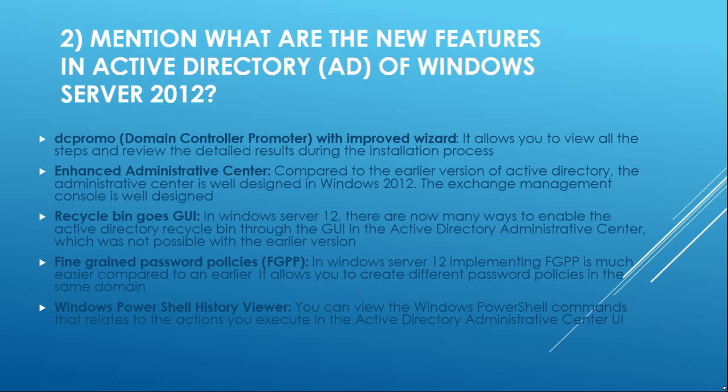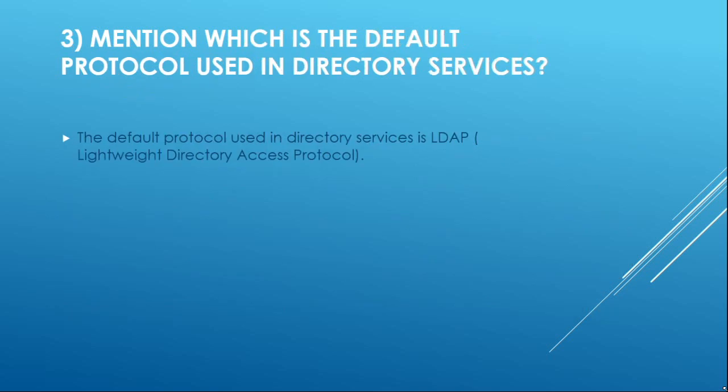Windows PowerShell History Viewer. You can view the Windows PowerShell commands that relate to the actions you execute in the Active Directory Administrative Center UI. 3. Mention which is the default protocol used in directory services. The default protocol used in directory services is LDAP, Lightweight Directory Access Protocol.